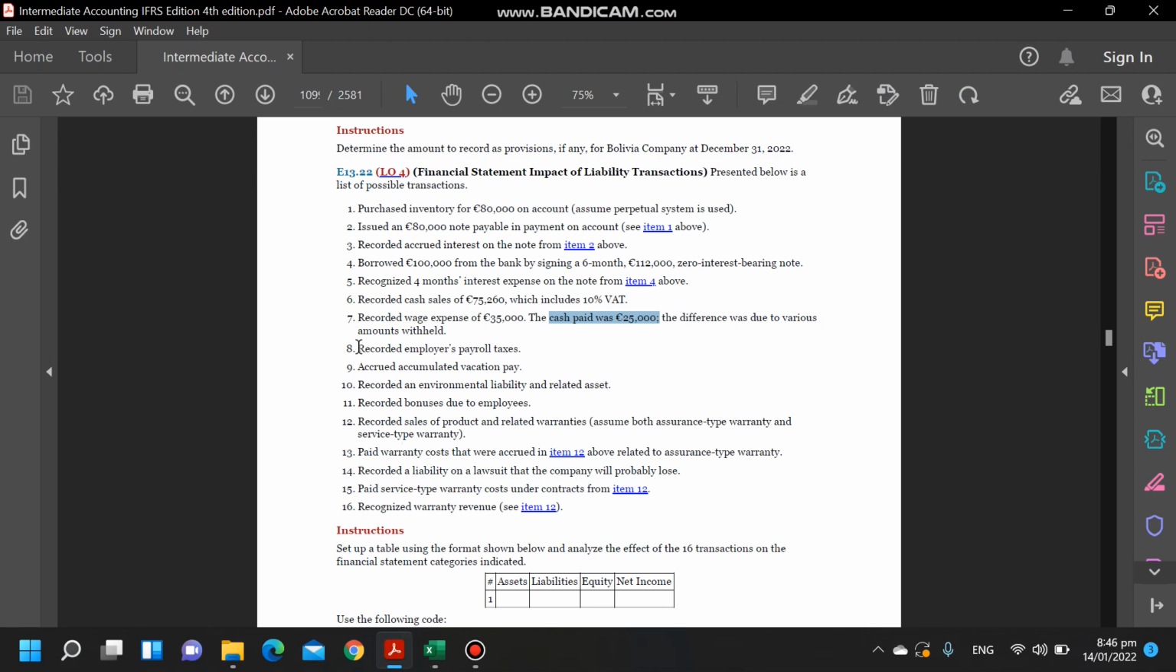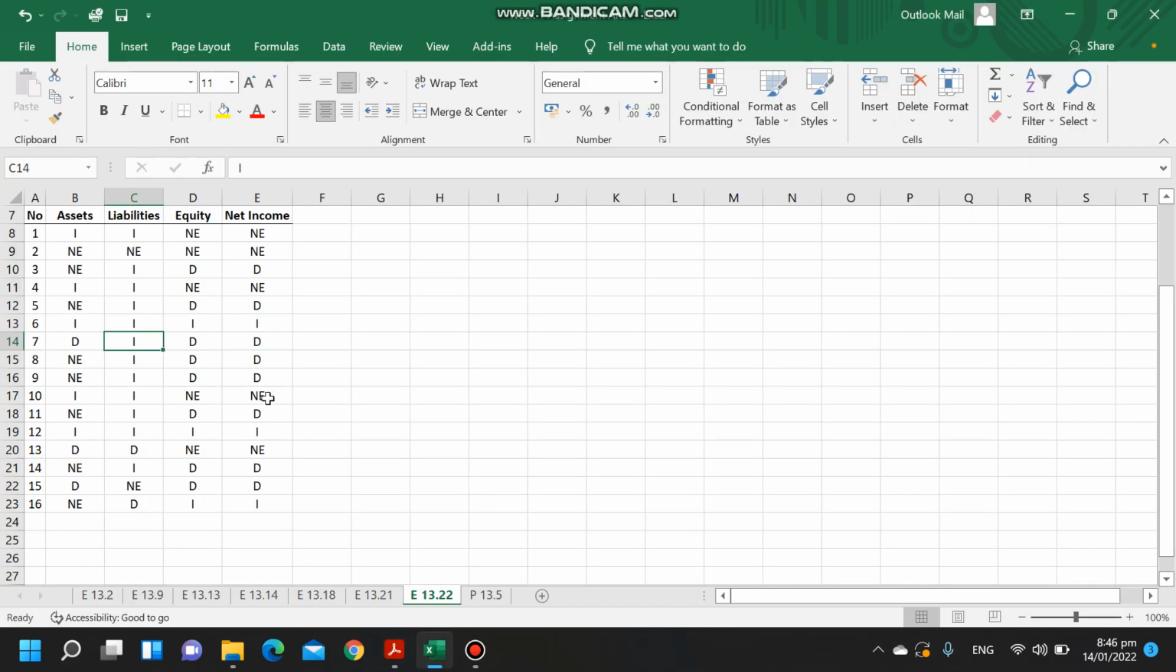And then number 8, recorded employers payroll taxes. So for payroll taxes, there won't be any effect on asset. It will have an effect on the income and equity because payroll is a salary expense. And then the payroll taxes will be held payable until the company pays to the authority.